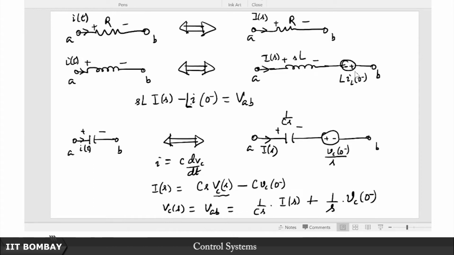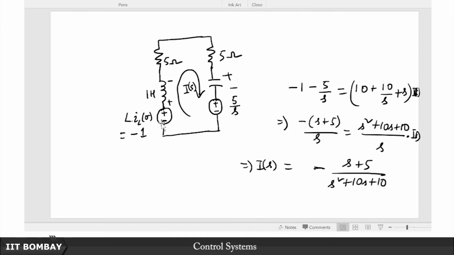we have replaced it in the same fashion, but if this current were flowing in the same direction as I of S, then this would have been respected, but since this current was flowing in the opposite direction, we had to account for it by a minus 1, yeah. So minus 1 plus 5 by s, plus of minus 5 by s of course, because this is a voltage rise and this is a voltage drop. So a voltage rise of minus 1 and a voltage drop of 5 by s, so it is minus 1 plus minus 5 by s, right.